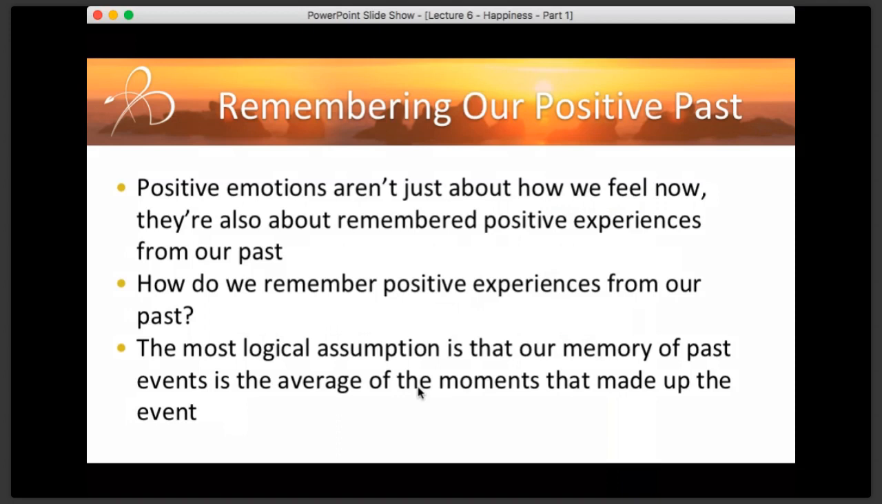Well, the most logical assumption is that our memory of past events is the average of the moments that made up the event. So if we were at someone's house for a dinner party, were we happy at time 1? Were we happy at time 2? How happy were we at time 3, time 4, time 5, etc.? And if you average up all of those moments, like let's imagine that I gave you a beeper and beeped you at random intervals through that dinner party and said, hey, how happy are you, right? And we just took an average of all of those measurements. That should give us an estimation of your memory later on, a day later, a month later, a year later, 20 years later, for how happy that evening was, how positive it was.